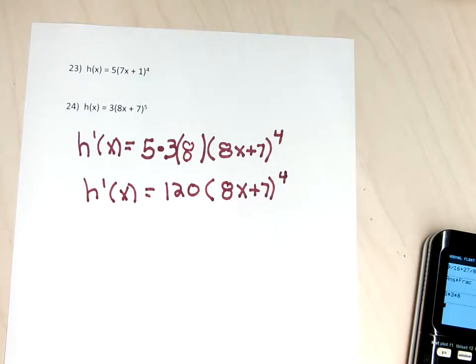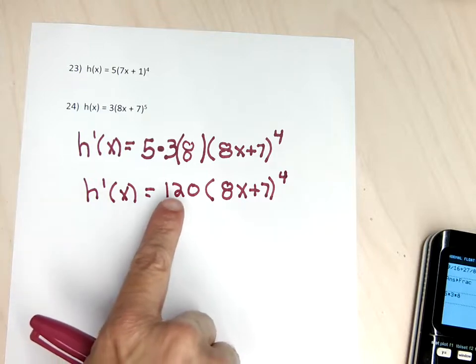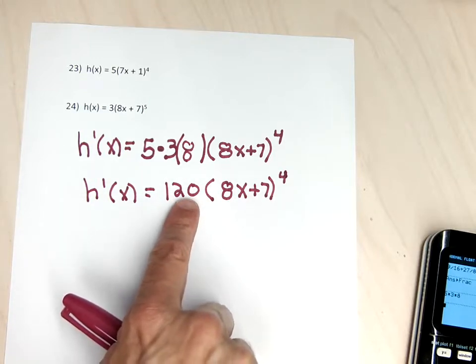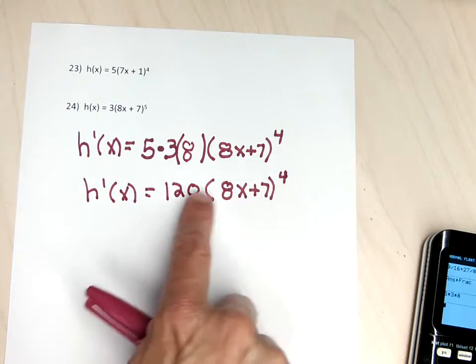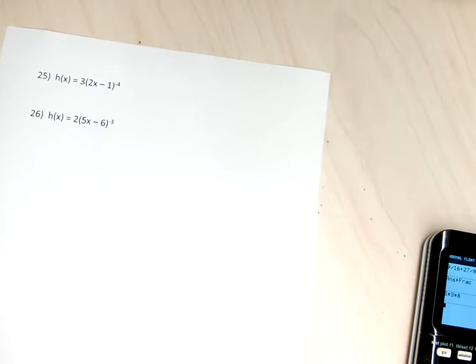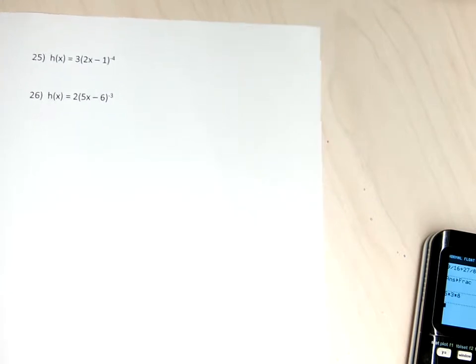There isn't really anything I can do to simplify that. Technically it wouldn't even be correct to multiply the 8 and the 7 by 120, because that would be doing multiplication before exponents, and that's violating the order of operations. Alright, keep mushing on. The problems are getting a little bit uglier here.